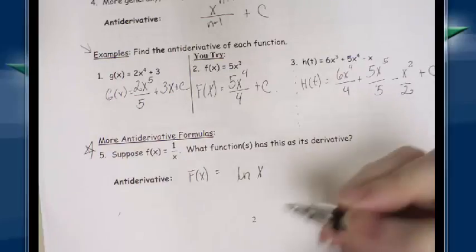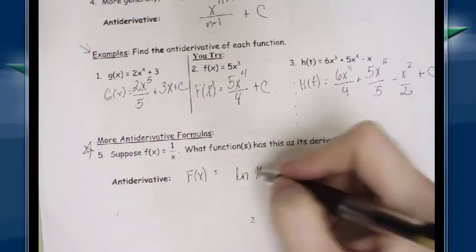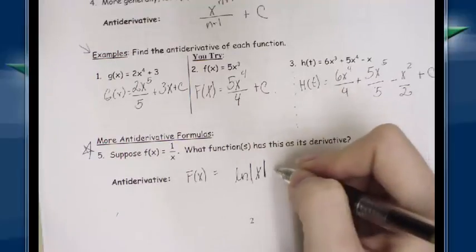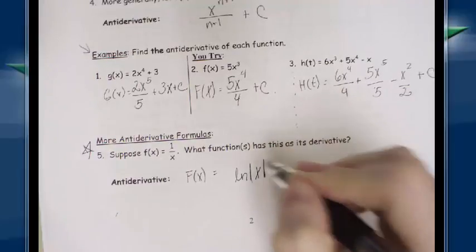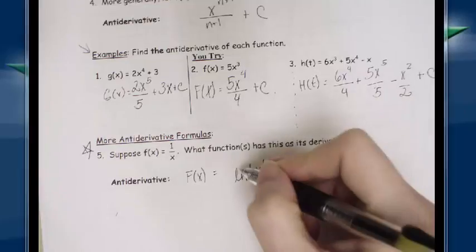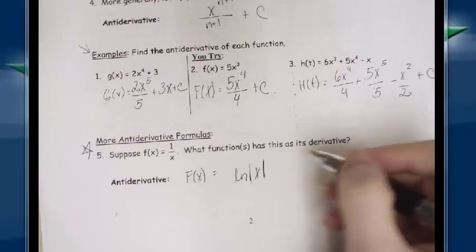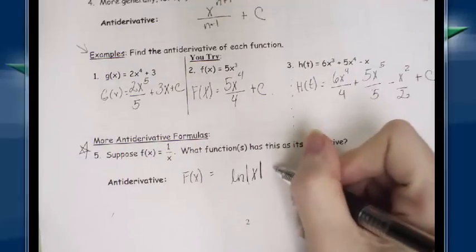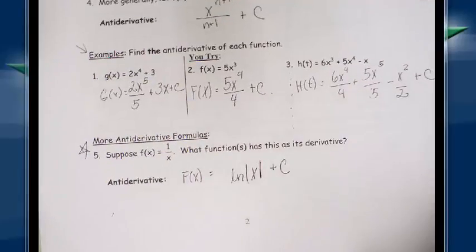Now, because the natural log is unique in where it works, you want to make sure that you have the absolute value bars there. That restricts your domain and makes it work. If those absolute value bars are not there, when you take the antiderivative of 1 over x, you are not hitting the correct values. And of course, plus c.